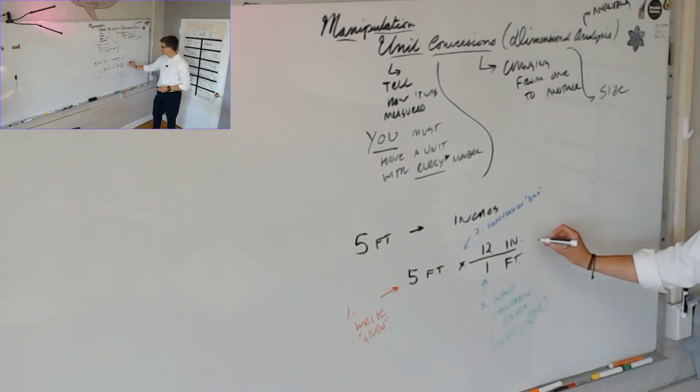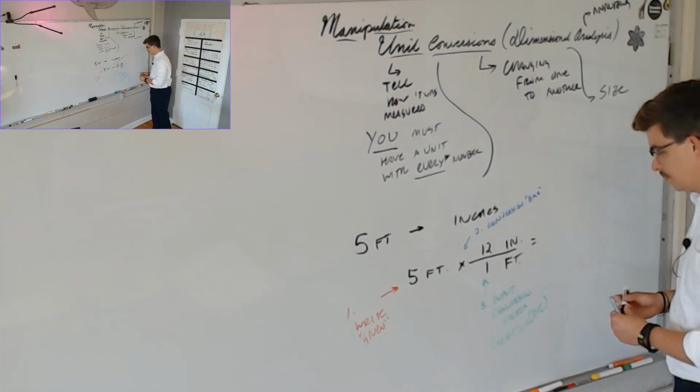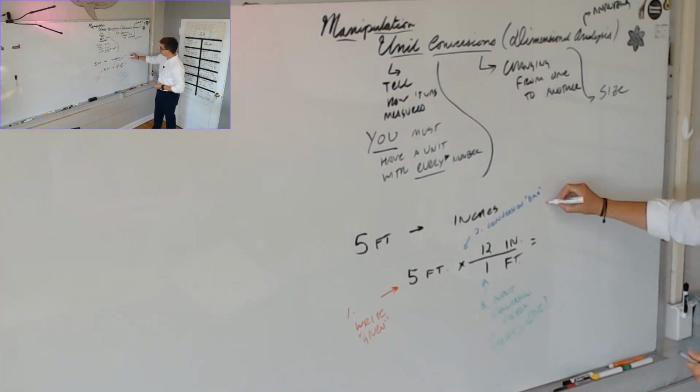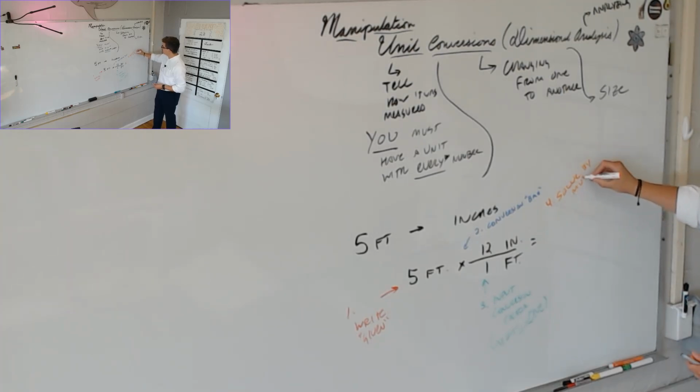So then, step 4, this one's going to be orange, go Rams. Step 4 is solve by multiplying by numerator and dividing by denominator.